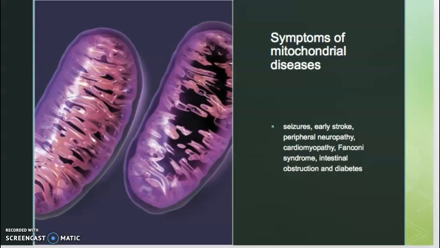Continuing, what are some of the symptoms of mitochondrial disease? There's seizure, early stroke, meaning that a lot of these patients with mitochondrial disease have mutations that occur and manifest themselves when they're children or young adults. You'll know if you have a mitochondrial disease early on. So early stroke, peripheral neuropathy, cardiomyopathy, Fanconi syndrome, which is really inadequate reabsorption in the proximal renal tubes of the kidney, another place where you would see a lot of consolidated mitochondria, intestinal obstructions, and diabetes.